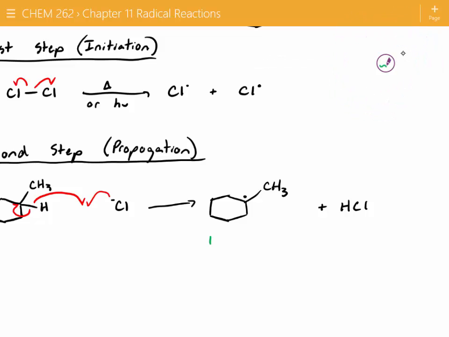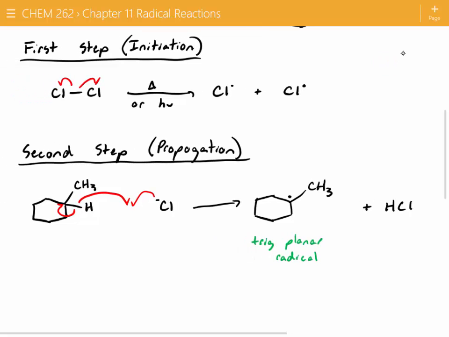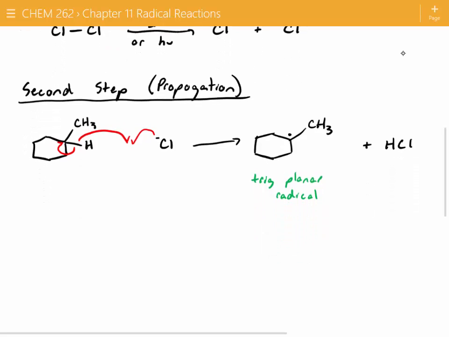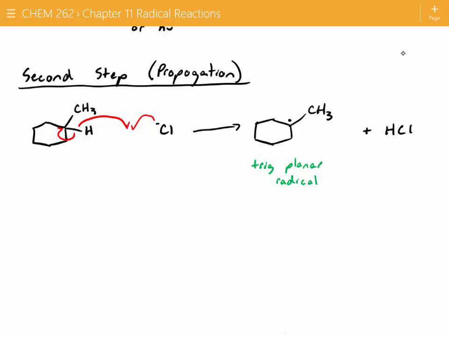So let's just put down trigonal planar radical. And so we've turned this chloride radical now into an alkane radical. This alkane radical is very, very reactive, so it can do a couple different reactions. The most common of which is going to be a halogen abstraction.